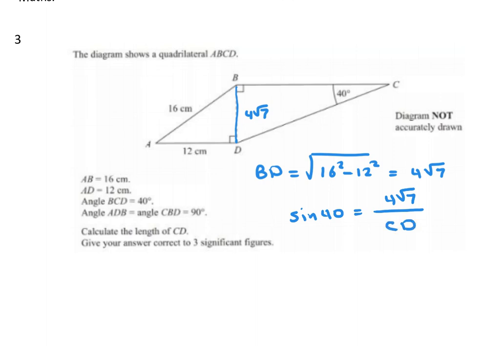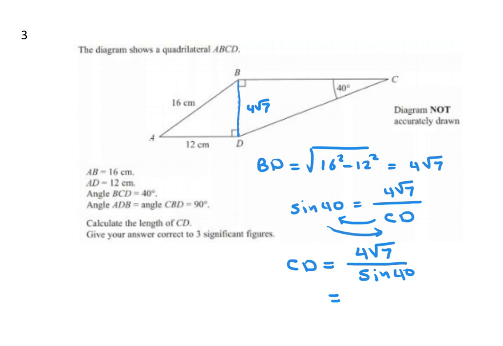Now to find CD, you can switch between sine 40 and CD. So CD equals 4 root 7 over sine 40. Use your calculator to find the answer. The answer will be 16.5 centimeters to 3 significant figures.